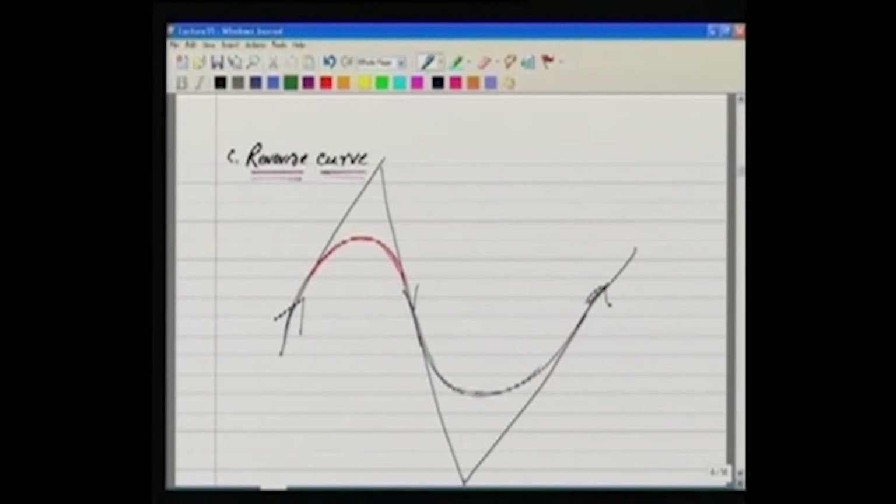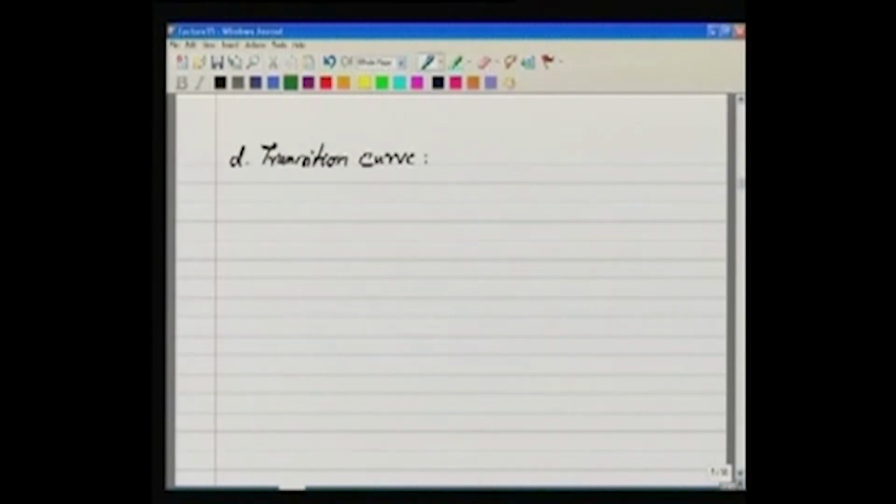So that second curve is provided here. When these two curves of radius R1 and R2 are provided, and their convexity is opposite to each other, we call this kind of curve a reverse curve. You might have seen these many times in the field, in actual applications. One more type, and a very important one, is the transition curve.